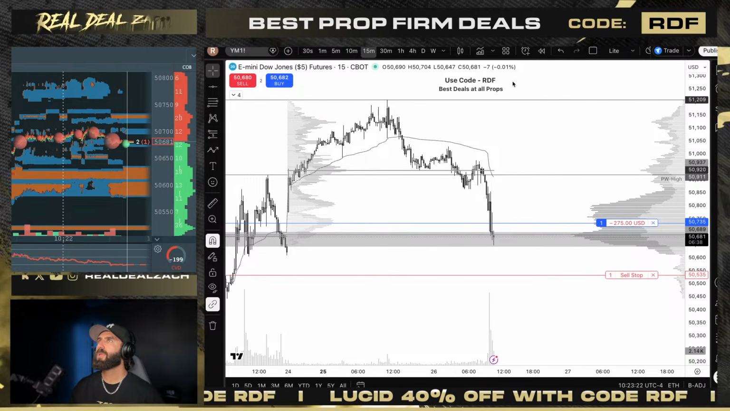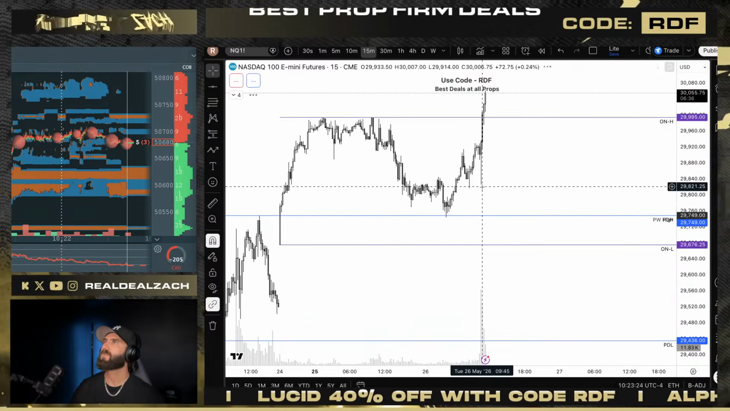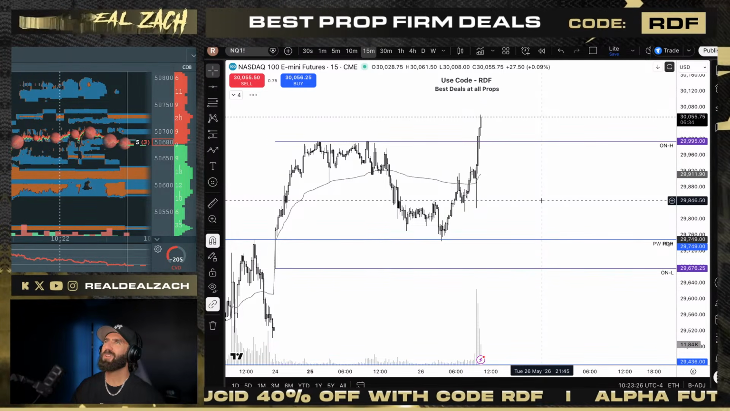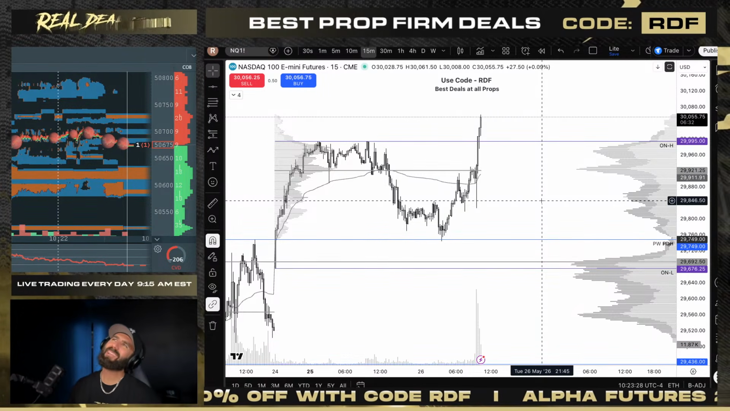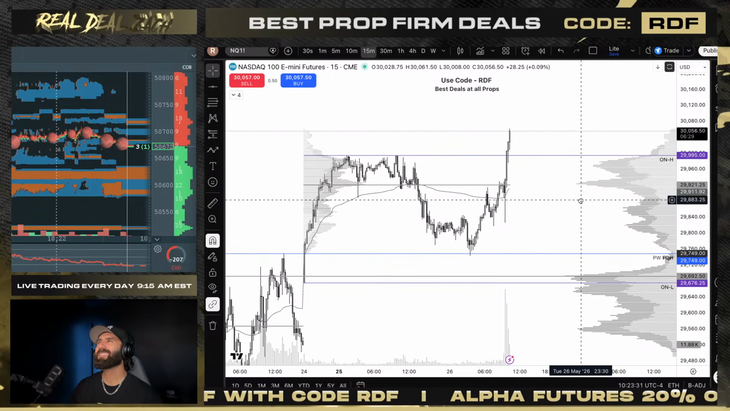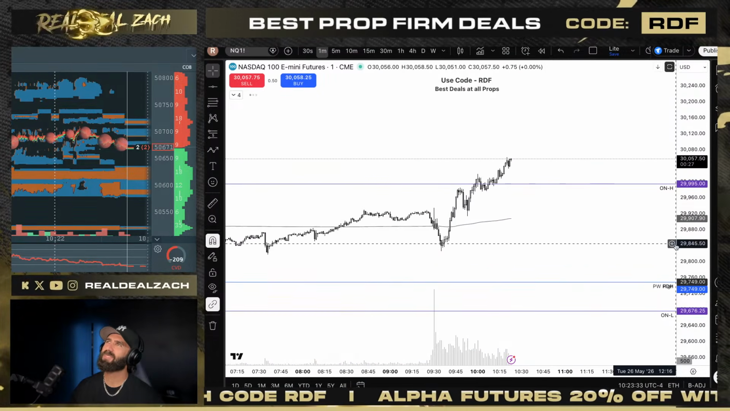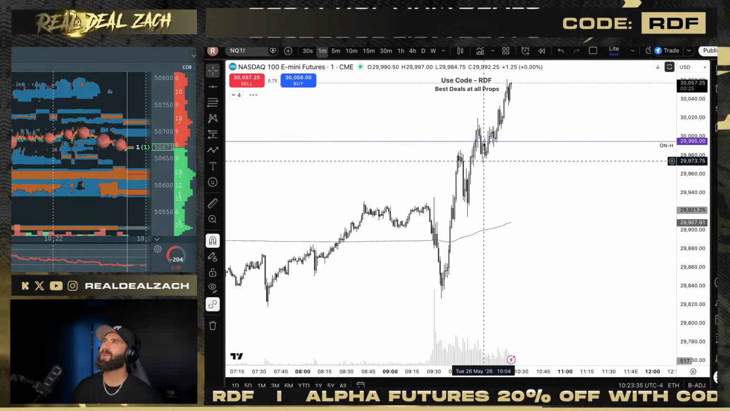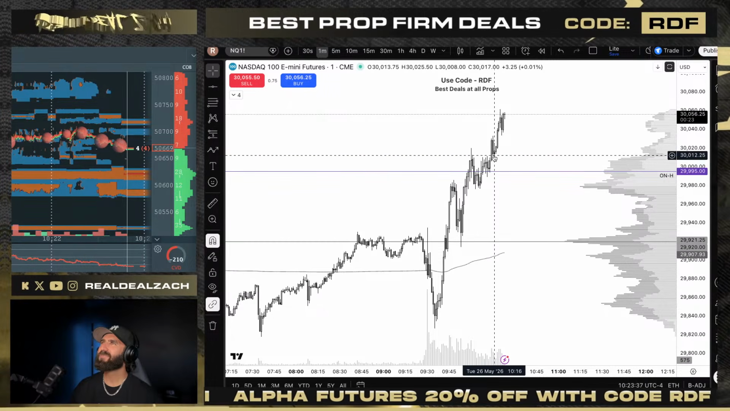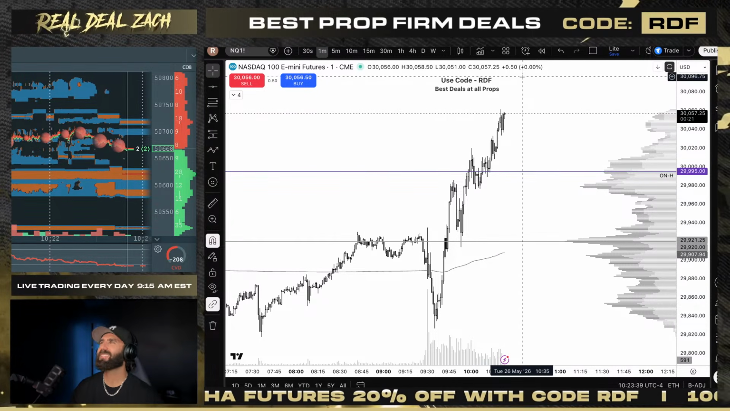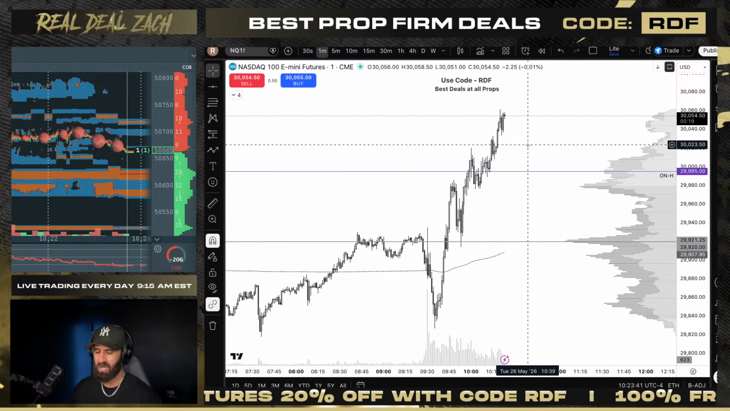30,050 NQ pushing. Ooh, NQ pushing. NQ cracking 30,000 even, boys. Can't be stopped. Can't be stopped. Fading an overnight high would not have paid. Breaks and retests, breaks and retests, breaks and retests. Just long. Just long only.